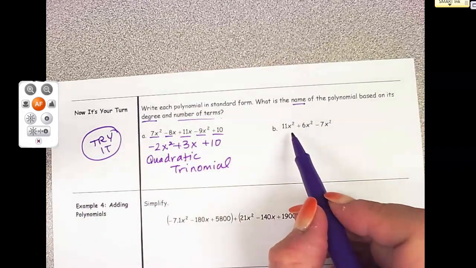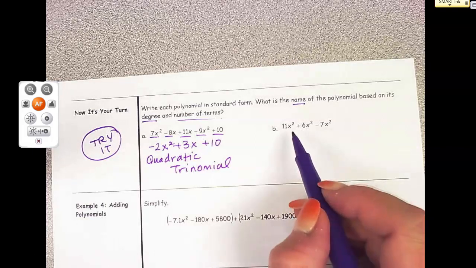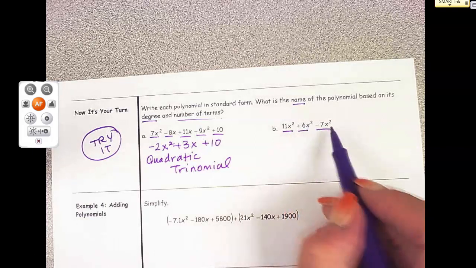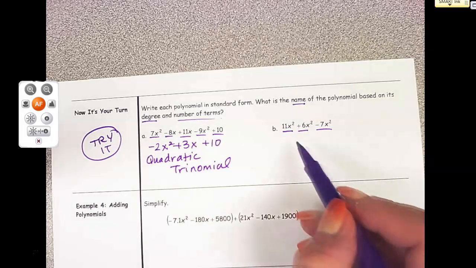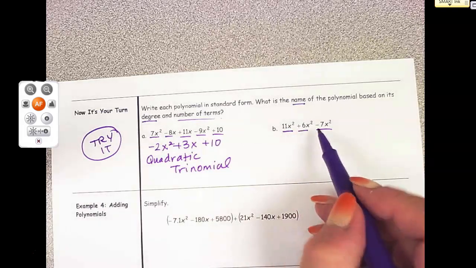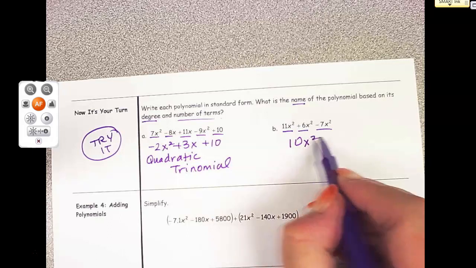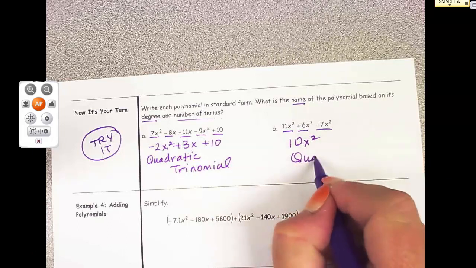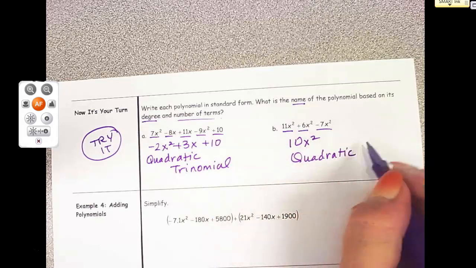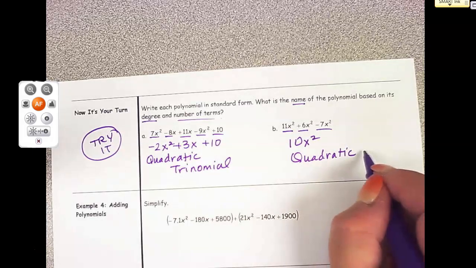And looking at letter B, it looks like I have all x squared. So I'm going to combine all of the coefficients when I combine like terms. So 11 plus 6 is 17, minus 7 is 10. So I still have a quadratic because the highest power is to the x squared, but it's a monomial.